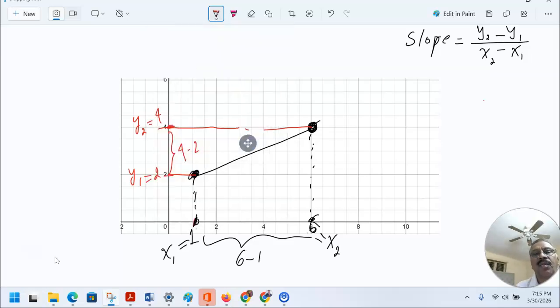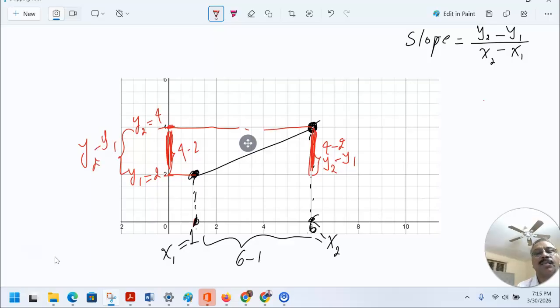So that means this distance is the same as this one, which is 4 minus 2. But instead of 4 minus 2, 4 is y2 and 2 is y1. Okay, this distance is the red color, which is the same thing here, and this is y2 minus y1.